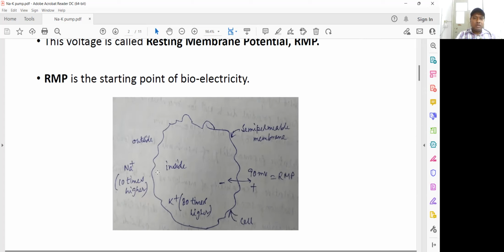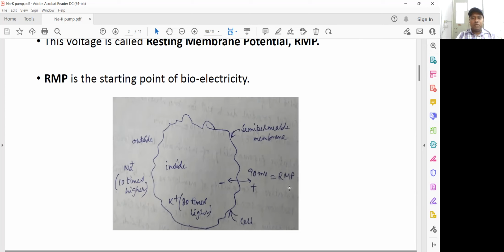Now, as you know, due to the Nernst potential, there will obviously be some voltage difference, as there is a concentration gradient between the inside and outside of this cell. Applying the Nernst equation to this concentration gradient, there is a 90 millivolt voltage difference between the outside and inside, and this 90 millivolt we will call the resting membrane potential. Why resting membrane potential?